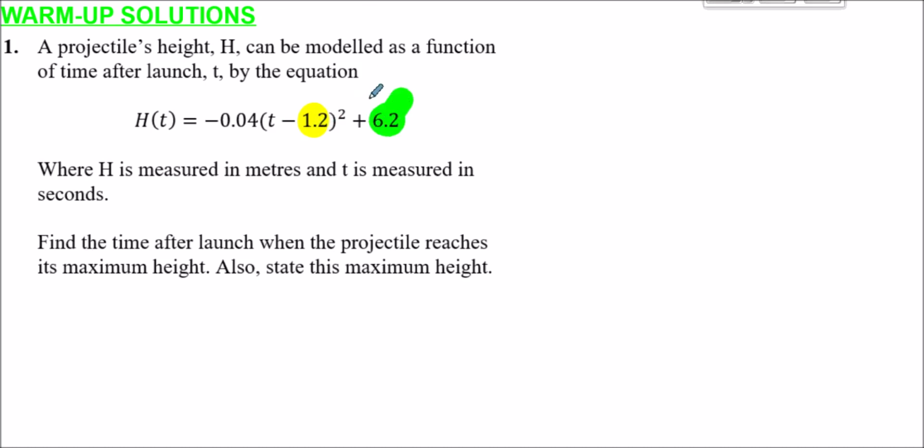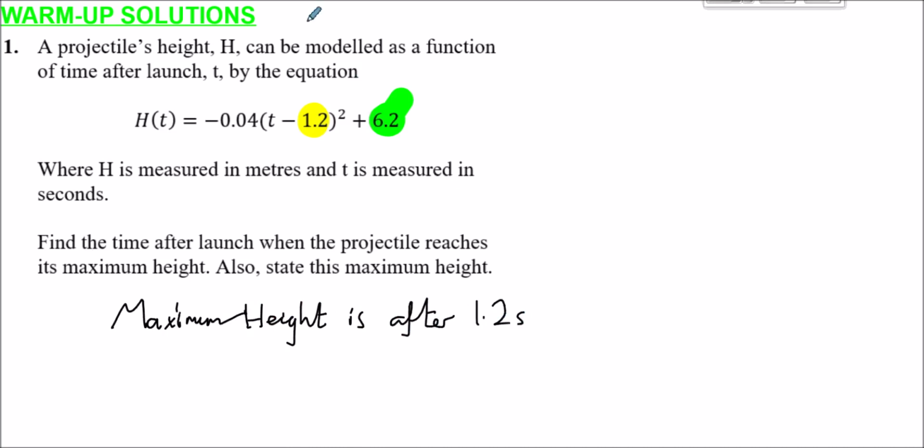Well, we need to remember that these two numbers here essentially tell us the coordinates of the turning point of the quadratic. In other words, we know that this height is going to be a maximum when t is 1.2 seconds. So we can just write this in now. So maximum height is after 1.2 seconds. Because this number here is 1.2. That's as simple as it is.